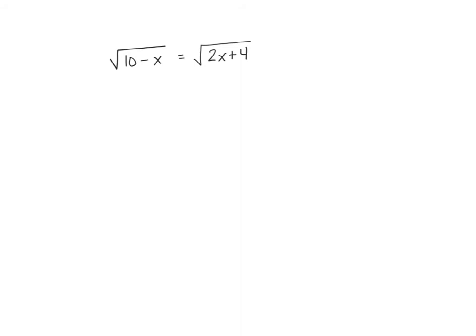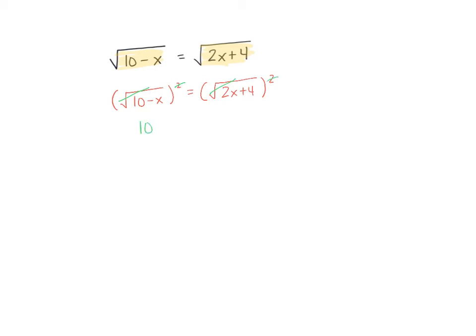Next, let's look at one where we have radicals on both sides. In either case, both of our radicals are already isolated. We have the radical all by itself. There's nothing else on either side. So what we can actually do here is go ahead and square both sides. So we'll square the square root of 10 minus x, and we will square the square root of 2x plus 4. So in both cases, the radical and the square are going to cancel each other out.